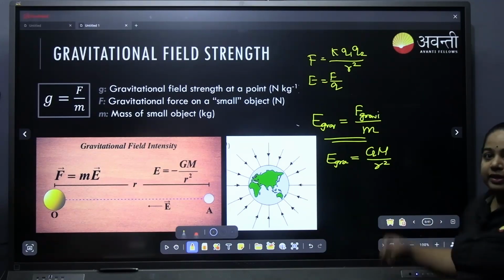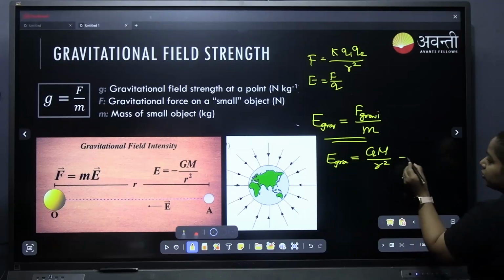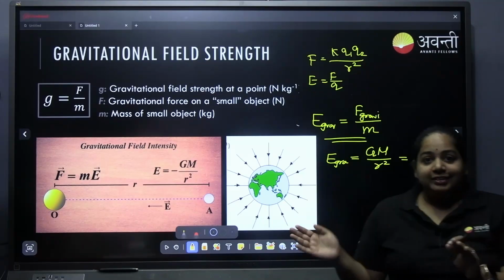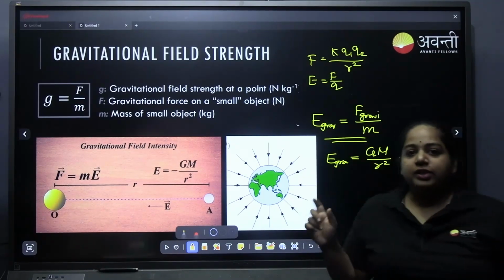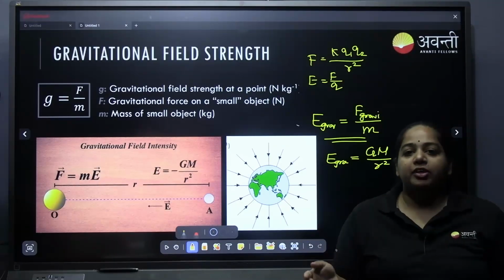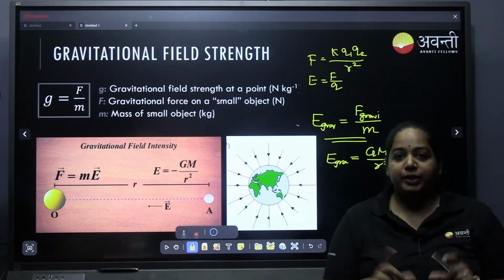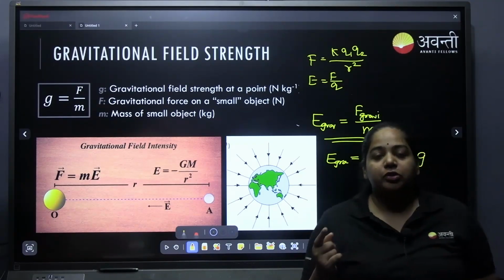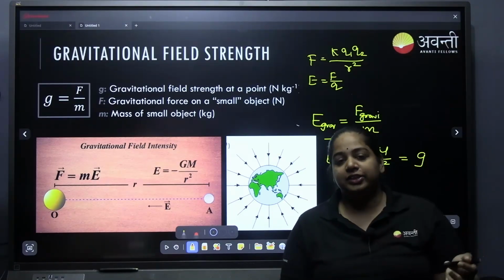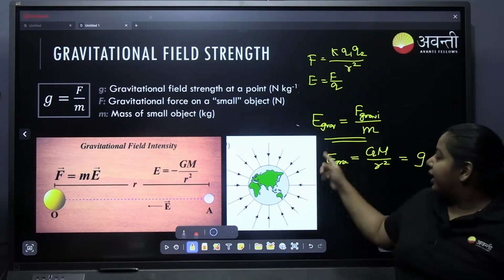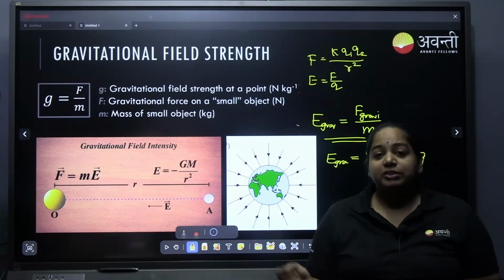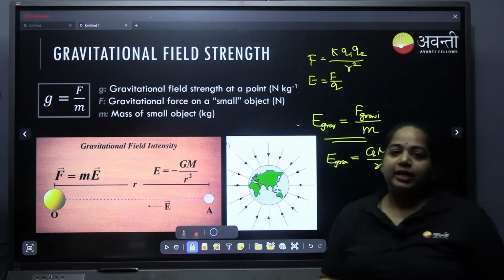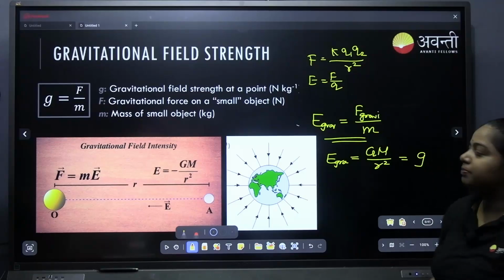Now if you see the equation for gravitational field, that equation will be G capital M by R square. This relation is also the equation for our acceleration due to gravity g. But in context, acceleration due to gravity is a different quantity, and gravitational field is a different quantity. Both have the same dimension and magnitude, but both are different quantities. Acceleration due to gravity, as the name itself says, is the acceleration of an object. Gravitational field is the force experienced by a unit mass object. So both are different quantities but with the same magnitude and same dimension.